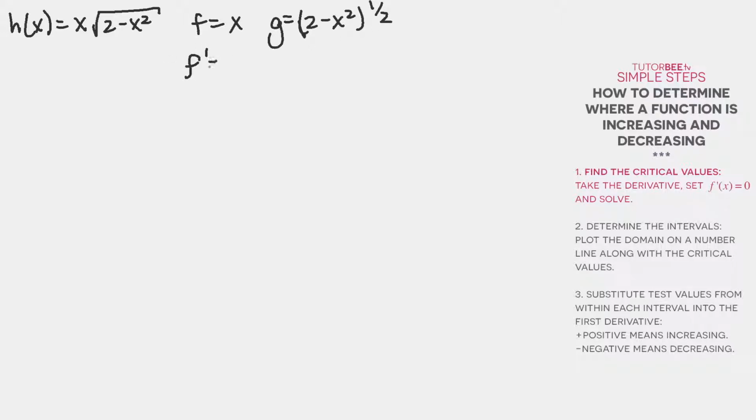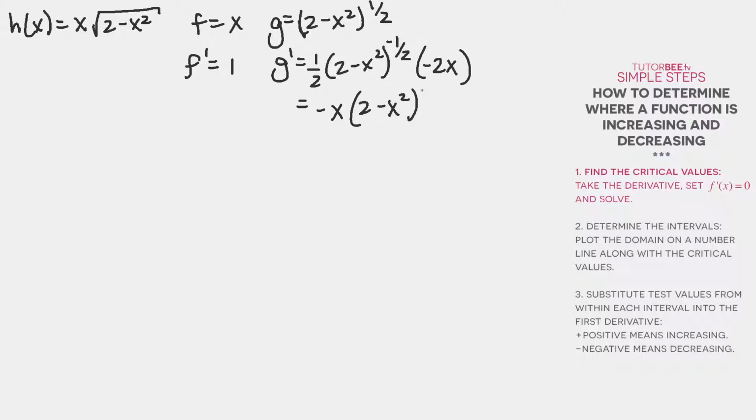f prime then is going to be equal to 1, and for g prime we're going to need to use the chain rule here. That 1 half is an exponent. We're going to throw that 1 half out front, keep the inside the same, subtract 1 off the exponent, and then multiply by the derivative of the inside. The derivative of 2 minus x squared is, of course, negative 2x. I like to simplify the stuff over here instead of simplifying it in the derivative, so I'm going to clean this up to get negative x times 2 minus x squared to the negative 1 half.